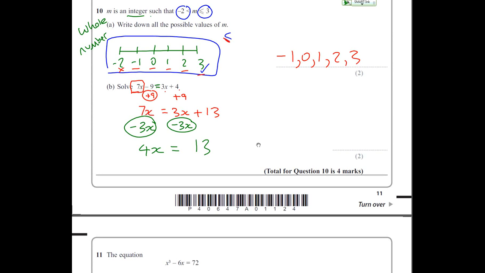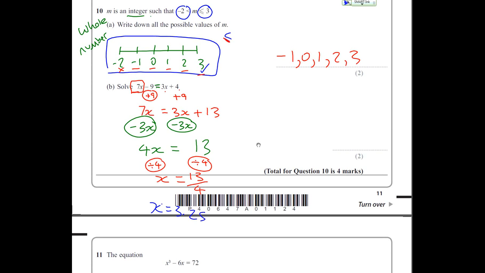Now, a lot of people get very confused here. Don't be confused. All you have to do is think, you've got 4x, you want 1x, so divide by 4. Now, if this was a non-calculator paper, you can just write 13 over 4. It's not a non-calculator paper, you've got a calculator, so that is the same as 3.25.